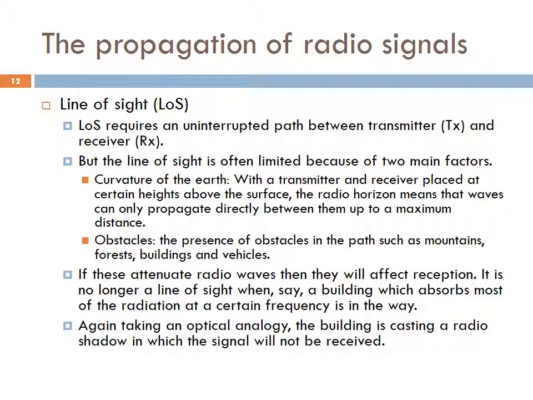In free space, radio waves have an uninterrupted path between transmitter and receiver. By analogy with visible light, this is called a line of sight. On Earth, there can still be a line of sight if the transmitter and receiver are close enough, but the line of sight is often limited because of two main factors. The first is the curvature of Earth.